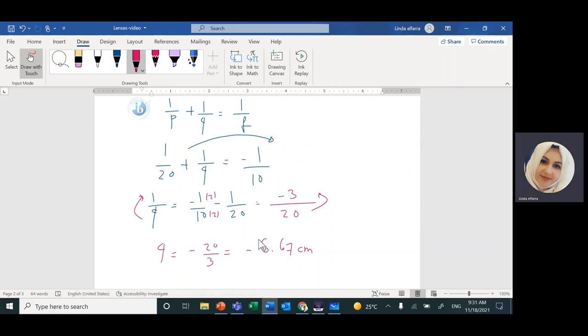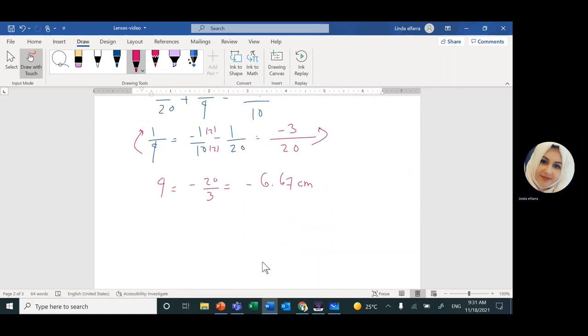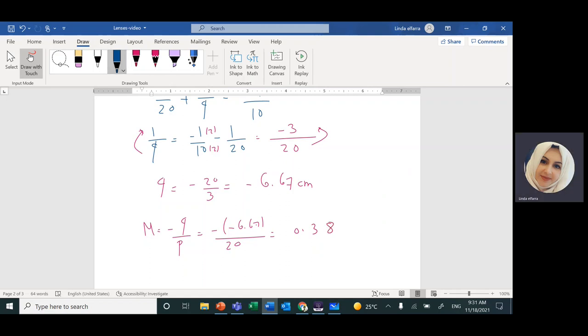Okay, I need the magnification. So the magnification will be minus Q over P, minus negative 6.67 divided by P, 20. It will give me positive 0.38. Positive means the image is upright or erect. Since it's upright, it will be virtual. And since it's less than one, it will be reduced.